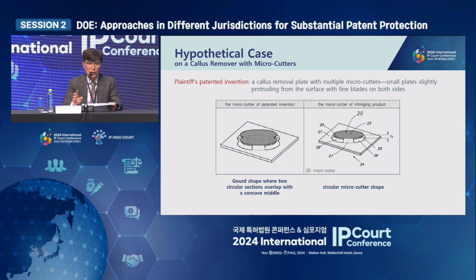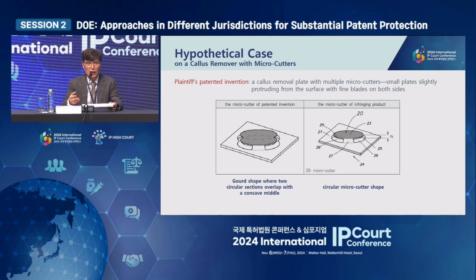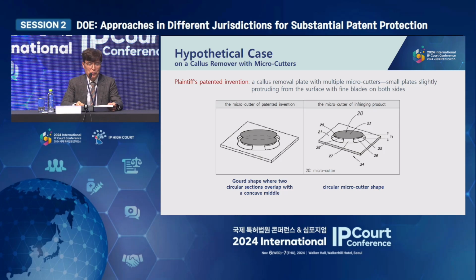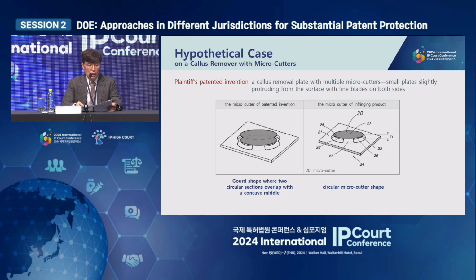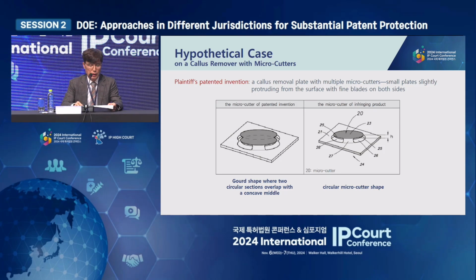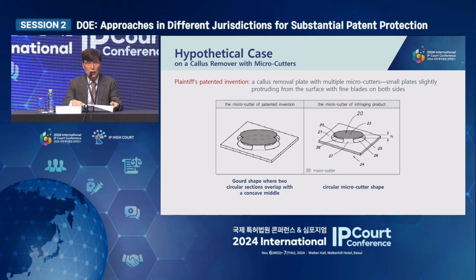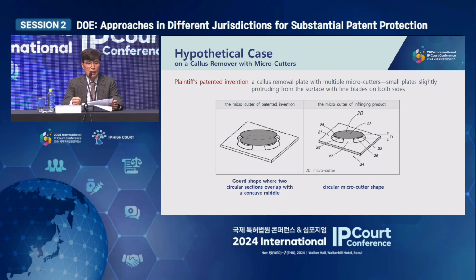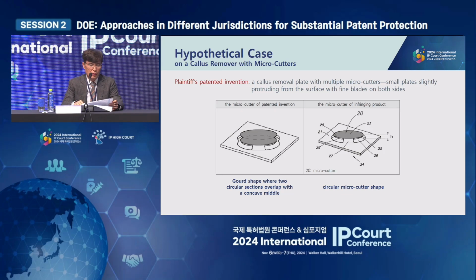And in this hypothetical case, the gourd shape or the circular shape is used for the microcutters, and these are quite new shapes for the microcutters. And if you look at the reference book in front of you, the booklet in front of you, you can find it at 117. And if you look at it from the paper, it's page 119. So please refer to those pages when you're looking at it from the booklet.